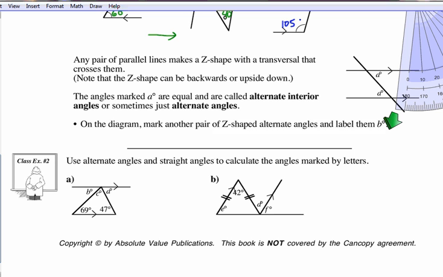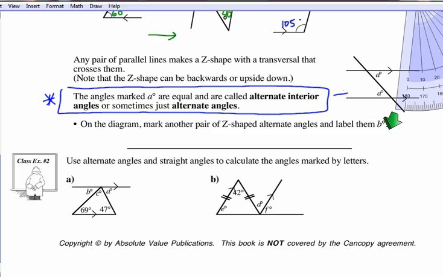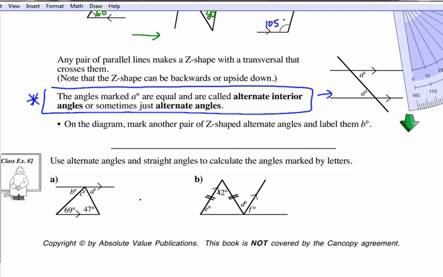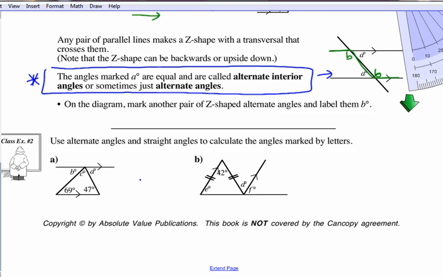So that's another property that should go on your study sheet, or you need to know this. And there's really two sets of interior alternate angles. In this diagram over here, there's A and A, but there's also B and B, which are also interior. So our Z can be backwards as well. So there's two sets of interior alternate angles. It says use interior alternate angles and straight angles to calculate the following. So we want that Z property.